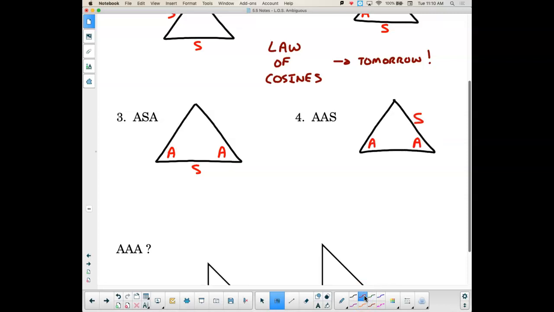Angle, angle, side. What are you going to do there? Isn't that the same thing? Law of sines. Yep, same thing. Find the third angle, use law of sines.